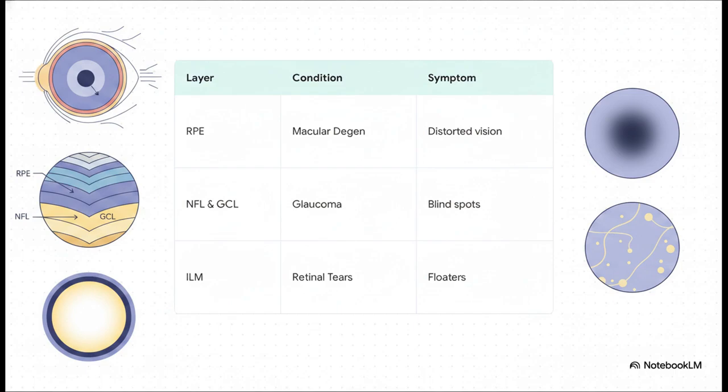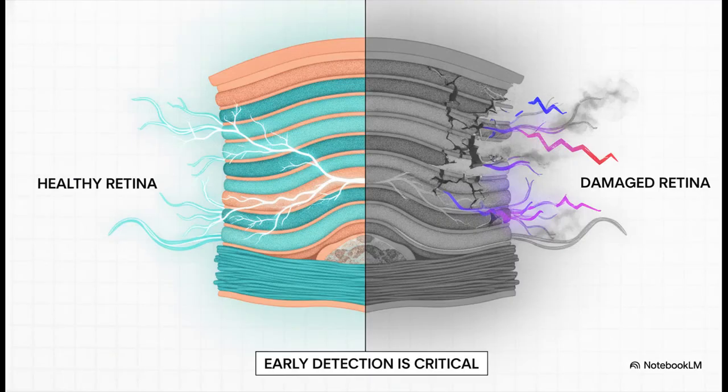So, the huge takeaway here for your own health is this. You absolutely must consult an eye specialist if you experience sudden blurry vision, a shadow over your sight, or new flashes of light. This ancient biological circuitry is amazing, but it cannot repair itself once those neurons die. Early detection is the absolute only way to protect these delicate layers.